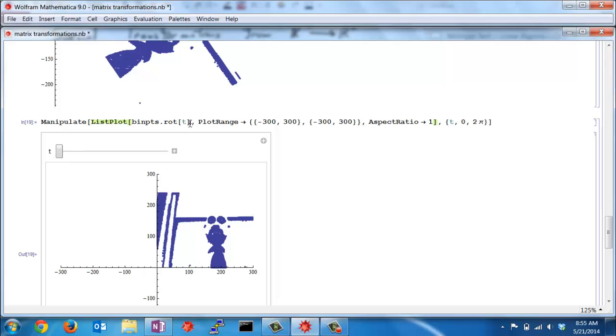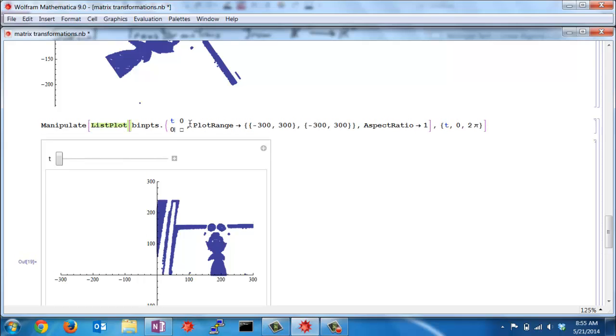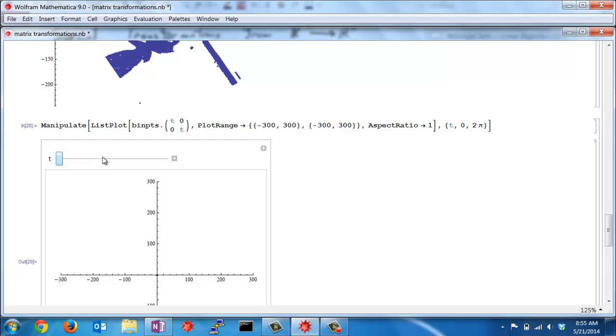It doesn't have to be a rotation matrix though, right? It could be that same matrix we did before. So it could be t, 0, 0, t. In which case I would be doing a contraction or dilation.